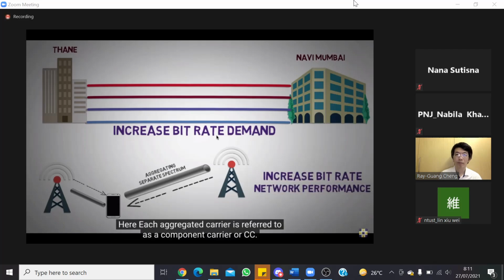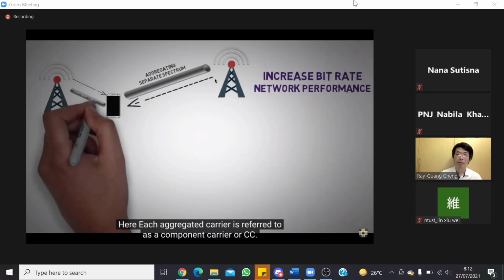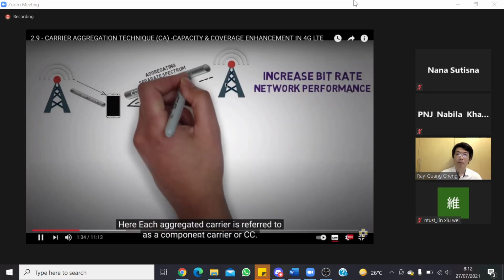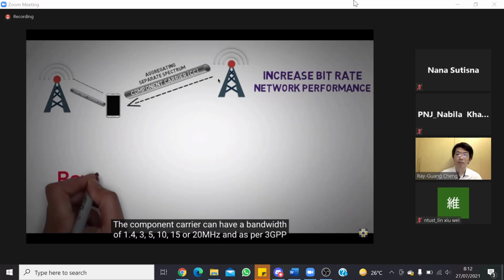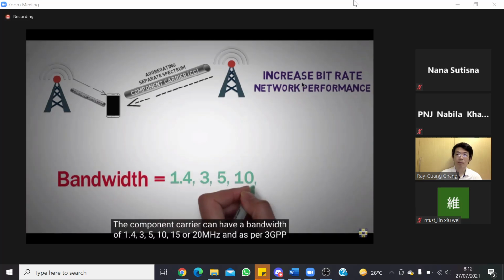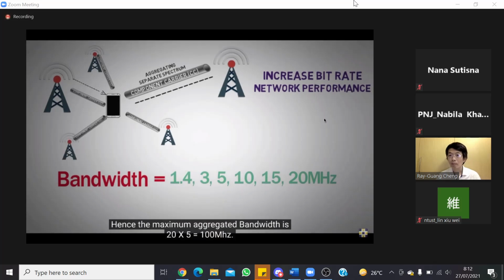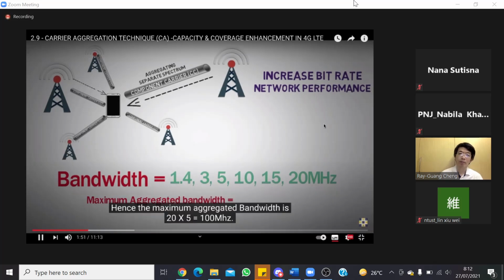Here, each aggregated carrier is referred to as a component carrier or CC. The component carrier can have a bandwidth of 1.4, 3, 5, 10, 15 or 20 MHz. And as per 3GPP, a maximum of 5 component carriers can be aggregated. Hence, the maximum aggregated bandwidth is 20 times 5, that is 100 MHz.